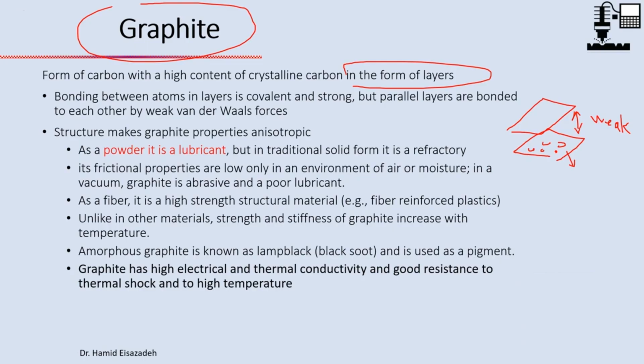This layer structure makes the graphite property anisotropic. When it is powder, it's a lubricant, and its frictional property is going to be low. Remember, when it is exposed to air and moisture, it has a low frictional property. But if it is in vacuum, graphite is going to be very abrasive, and it will be a poor lubricant.